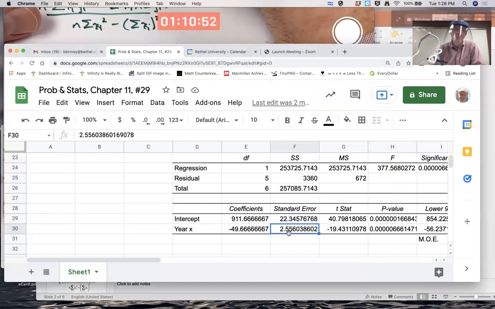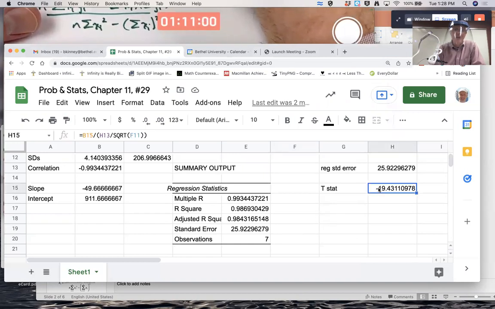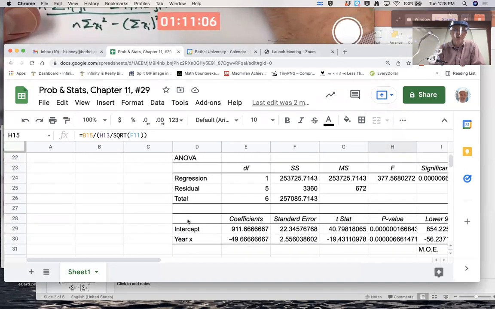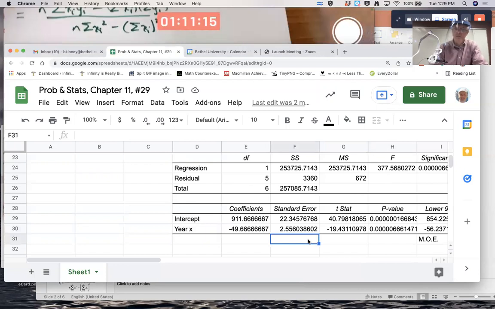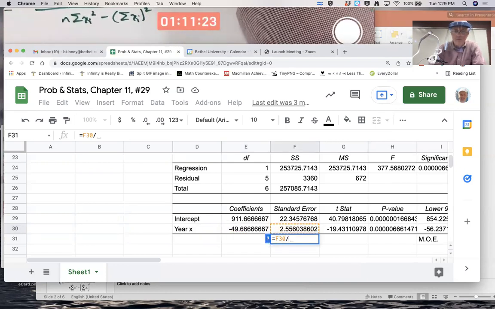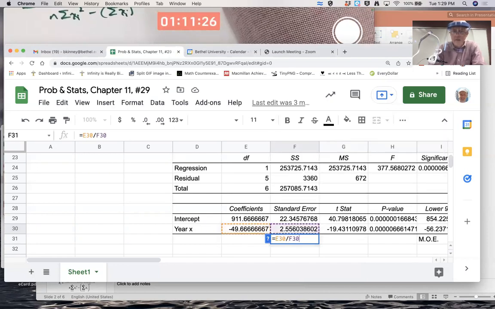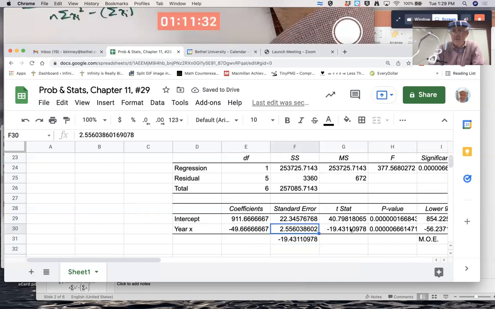This standard error here, 2.556, represents the thing we divided by in computing the t-stat. The s over square root of SSxx will turn out to equal this 2.556. And that also can be confirmed by doing B1 divided by that equals this. If I do cell E30 divided by F30, I get the t-stat negative 19.4. This number divided by this number gives you this number.